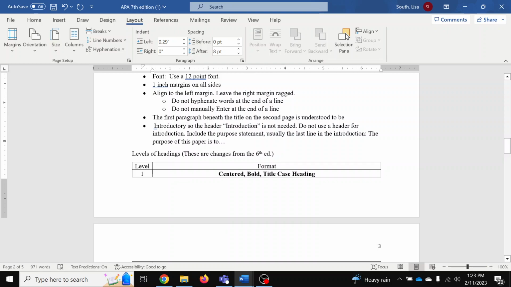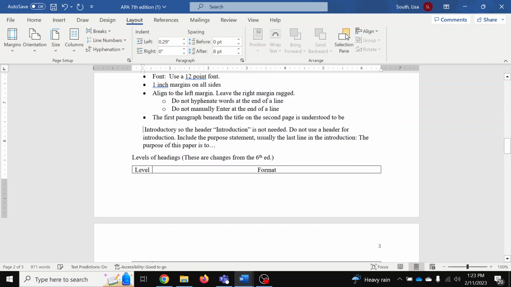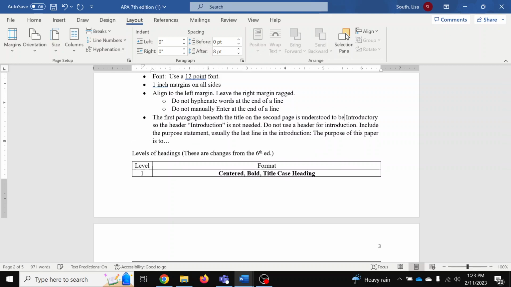You should be letting the computer tell you where to end the line and go to the next line. It'll just do that by itself. Leave it alone and let it do it. Right? Your machine is a wonderful thing.